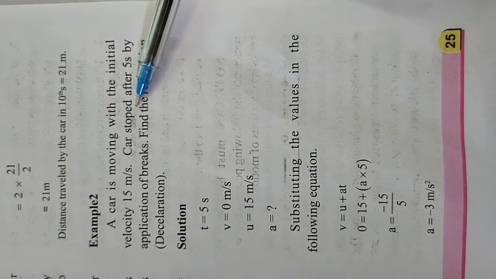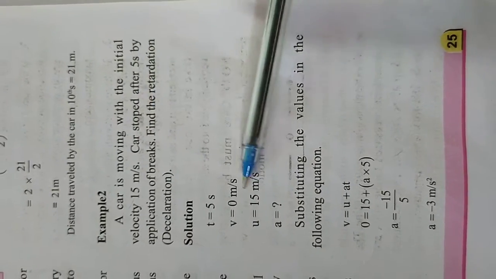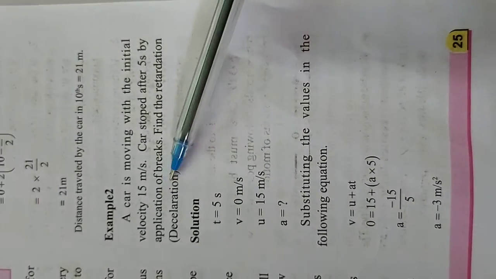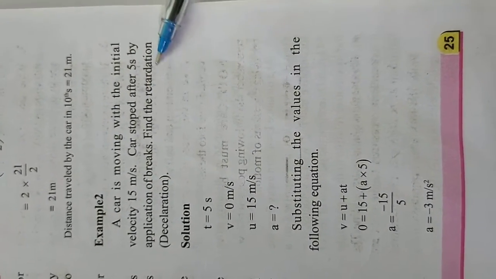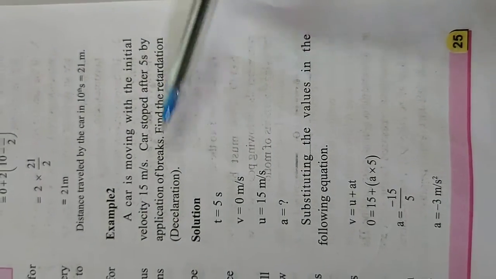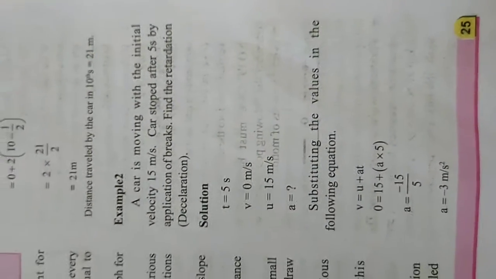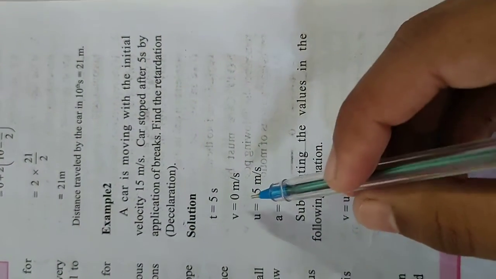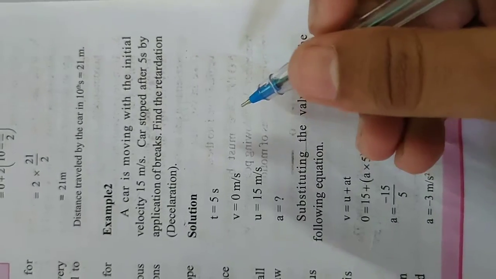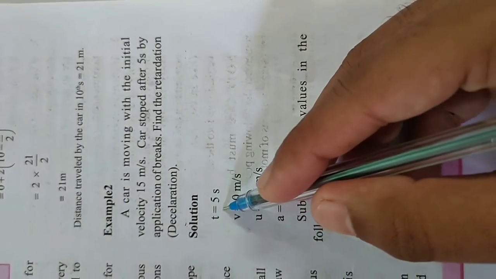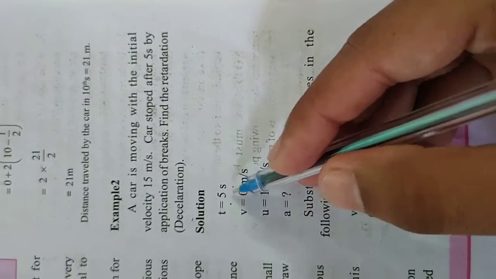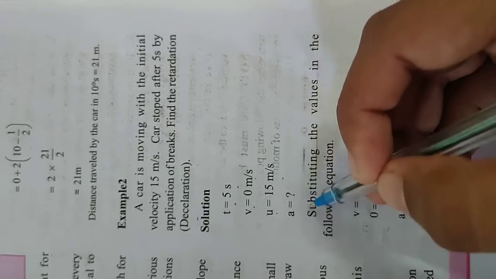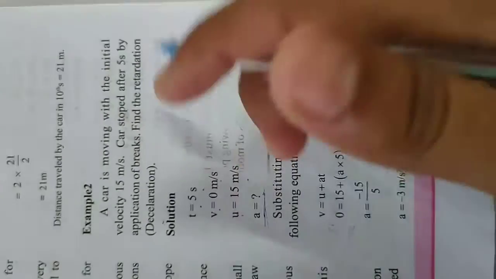And he says the car is stopped, which means the final velocity, small v, is 0 by the application of brakes. Find retardation or deceleration. He is asking us to find retardation or deceleration. So now we have the value of t as 5 seconds, v as 0 and u as 15 meter per second. We don't know the acceleration a, we need to find this.